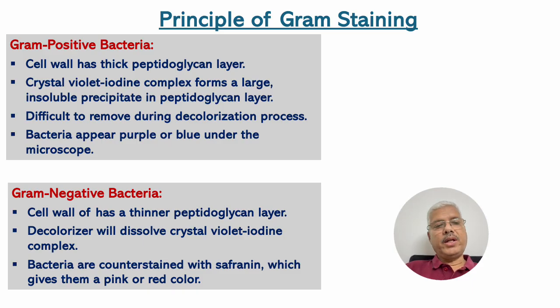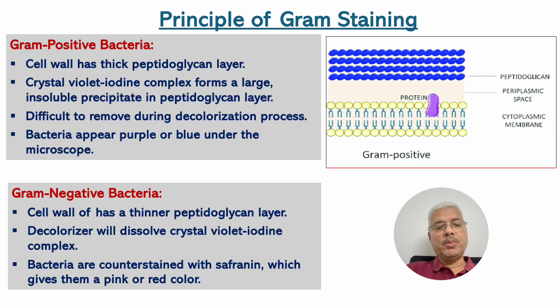The principle of gram staining. The primary stain, that is the crystal violet, penetrates the cell walls of both gram positive and gram negative bacteria. However, the subsequent mordant iodine forms a complex with the crystal violet. The cell wall of the gram positive bacteria is composed of a thick peptidoglycan layer. The crystal violet iodine complex forms a large insoluble precipitate within the peptidoglycan layer, which is difficult to remove during the decolorization step. The gram positive bacteria appear purple or blue under the microscope.